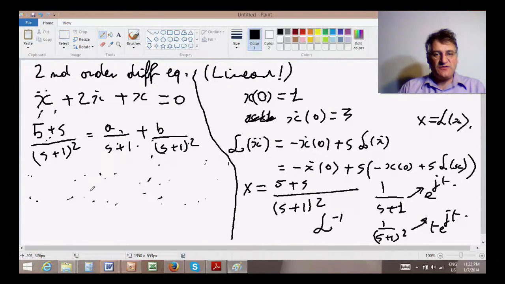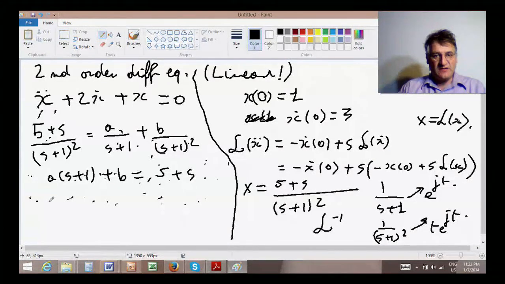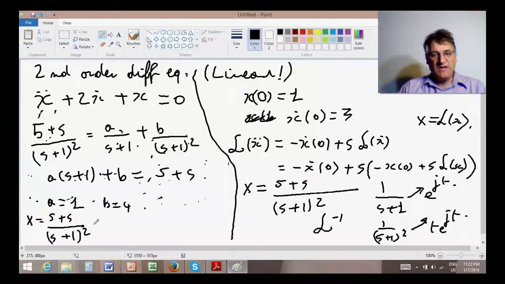It's very easy. We reduce that to the same denominator. We get A times s plus 1 plus B must be equal to 5 plus s. Immediately that tells us that A equals 1, and if A equals 1, B equals 4. And we get that x, which is 5 plus s divided by s plus 1 squared, is equal to 1 over s plus 1 plus 4 over s plus 1 squared.